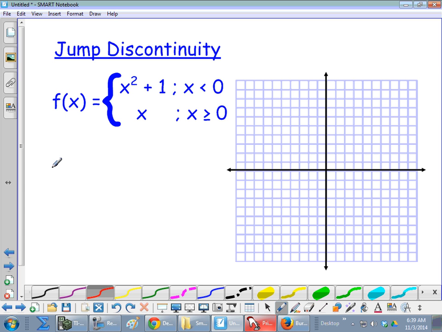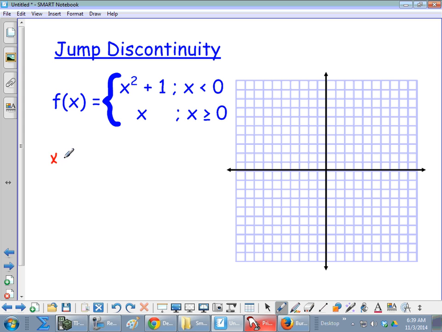So x squared plus 1 for x values less than 0. And give me just a second here. I forgot to plug in my little writer thing. There we go. So we've got x and y. What I'm going to do is just pick some x values to plug into this. So I'll go -2, -1, 0, 1, 2.